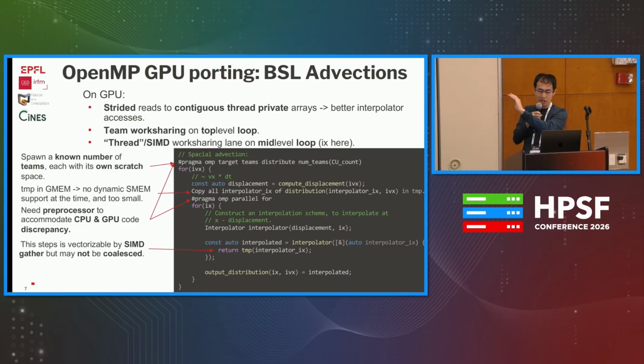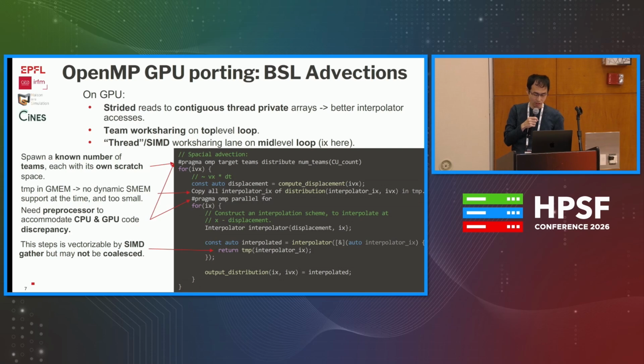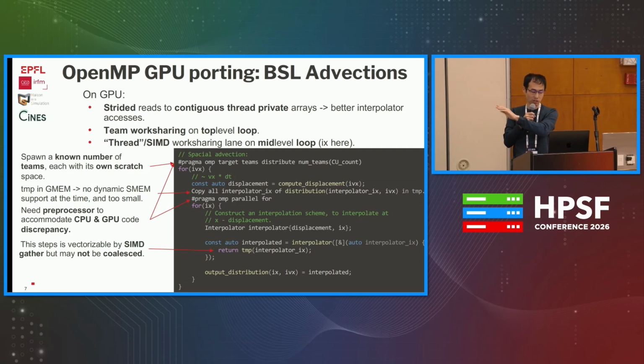We would really like to use dynamic shared memory allocation, but as far as I'm aware, it's not easy to do that with OpenMP target alone. So we have a very serious performance bottleneck with this algorithm.